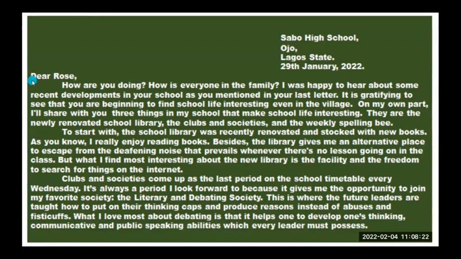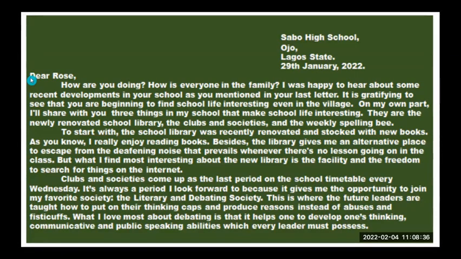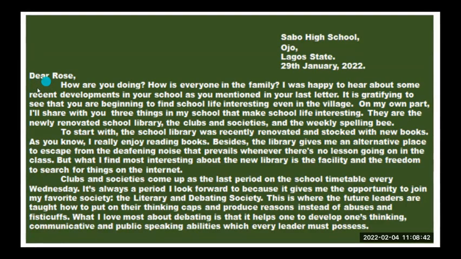There is a common mistake that students make. Some leave a space before they write "Dear." No, this is not acceptable. Don't leave any space. Write "Dear Rose." Your "dear" should begin at the starting point of the left margin. Don't leave any space. You only leave a space when you write a new paragraph.